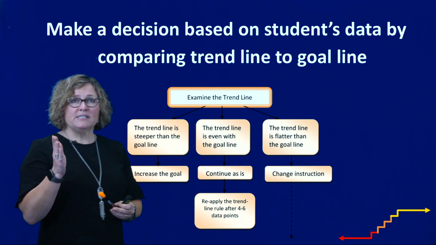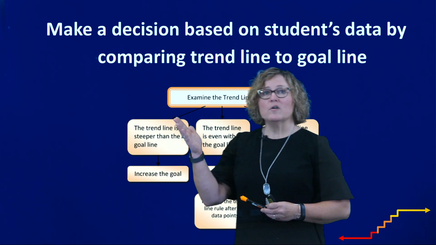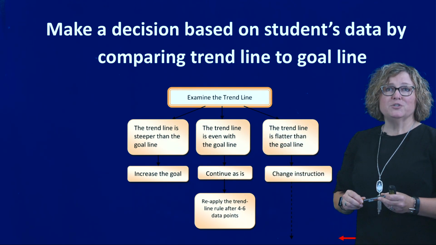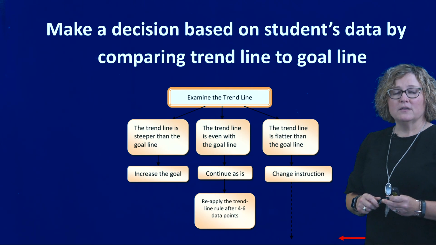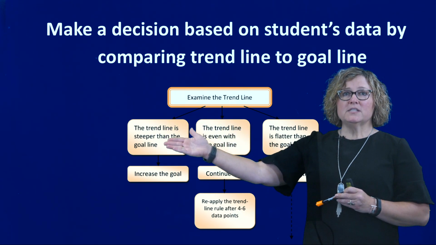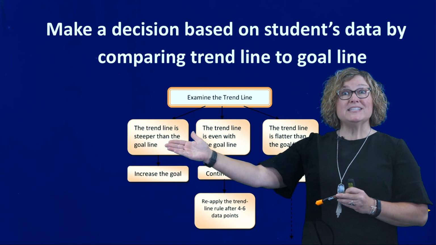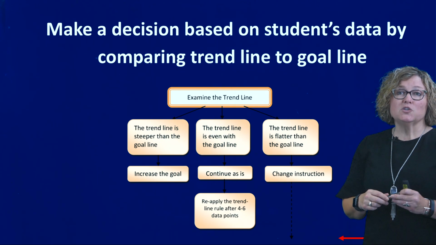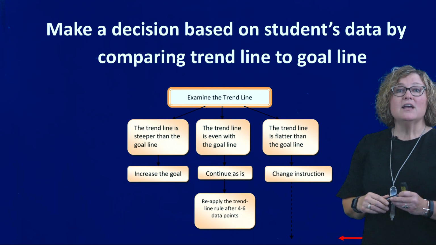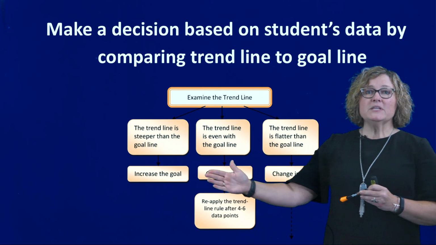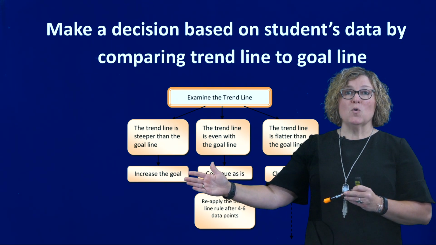So let's look at an example. This is a graphic of our next steps as we consider these 3 different options in examining the trend line. The first option, as I suggested before, is that the trend line is actually steeper than the goal line. This is actually a great case. This means your student is exceeding the performance goal that you set, and in this case, it may be time to actually increase the goal.